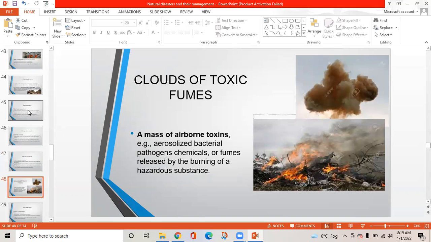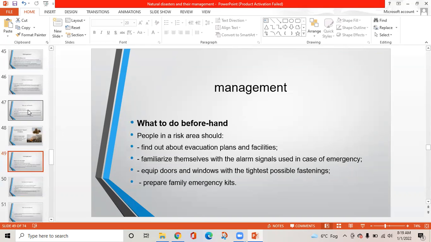Clouds of toxic fumes: a mass of airborne toxins, for example, aerosolized bacterial pathogens, chemicals, or fumes that are released by the burning of a hazardous substance. What is the management? What should be done beforehand?